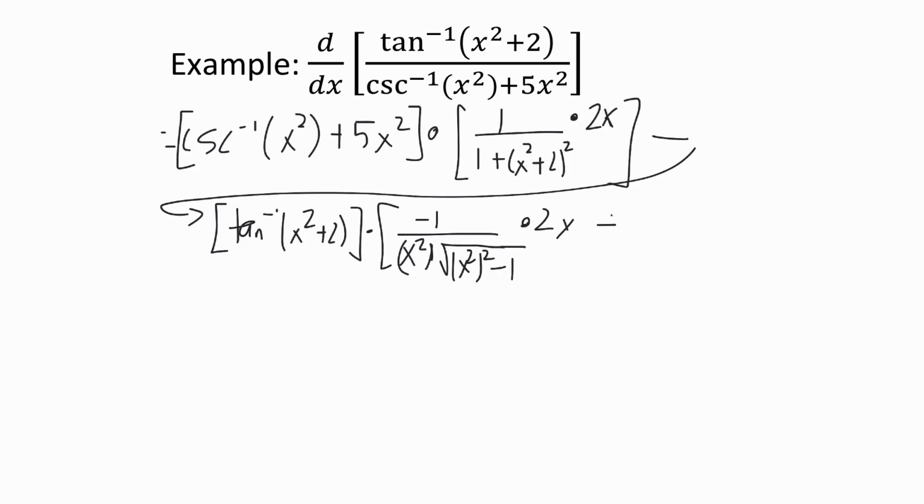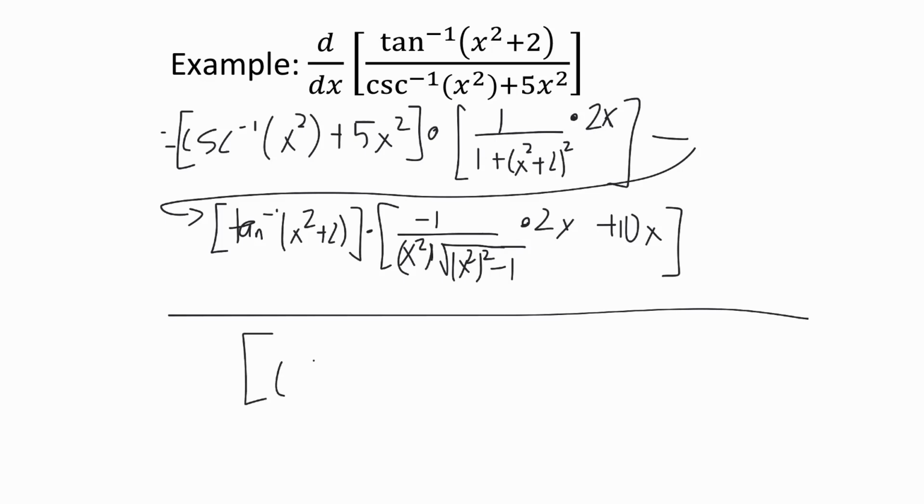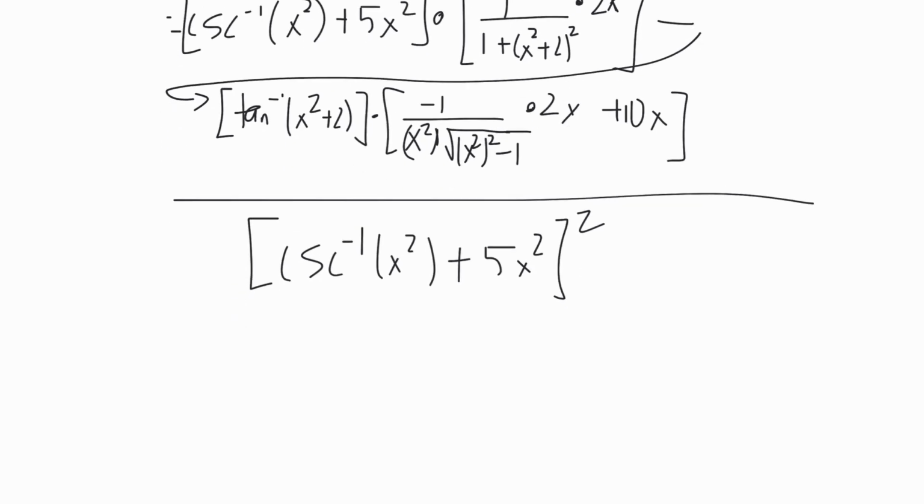And then we have to put plus 10x all over the denominator, cosecant inverse of x squared plus 5, squared. Again, a little bit crazy, but as long as you sing the song, you should be able to get the correct answer. So we have one more to go here.